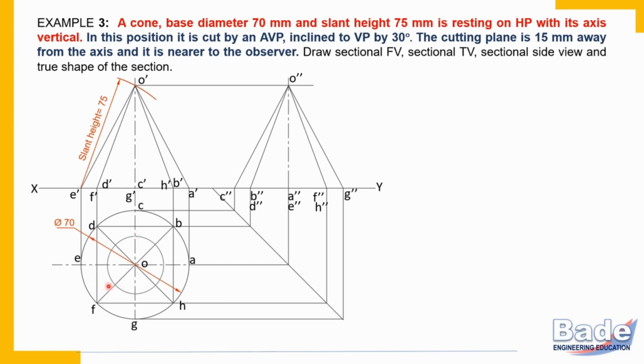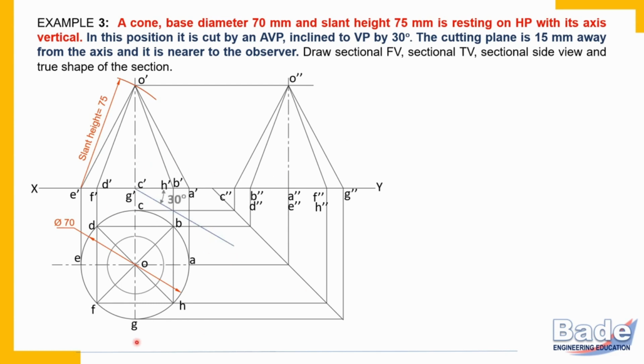Now the cutting plane line we are going to draw tangent to the circle at an angle of 30 degrees. The cutting plane line must not be closer to the XY line, but it should always be closer to the observer, so that the larger portion gets retained and the smaller portion gets removed. So now we are ready to draw a cutting plane line at an angle of 30 degrees. Try to understand how to draw that cutting plane line.